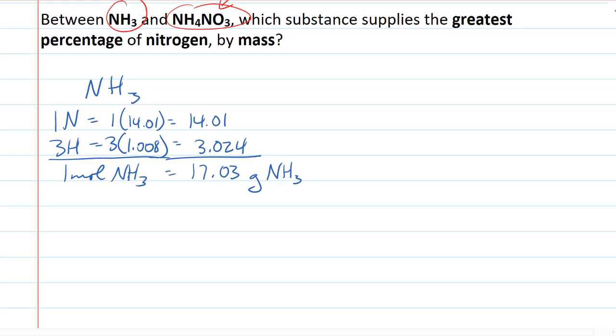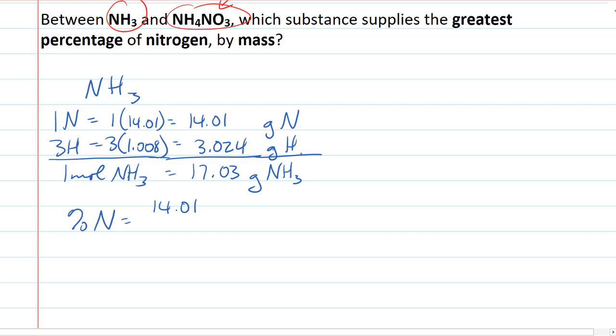So from here, if we want to find the percentage of nitrogen that's contained in there, we want to take the part that is nitrogen. And what is the part that is nitrogen? 14.01. And by the way, this is going to be the grams of nitrogen that's contained in the ammonia. So we'll take the 14.01 grams. We'll divide it by the whole, which is 17.03 grams. Of course, grams over grams are going to cancel. We'll multiply that result by 100.